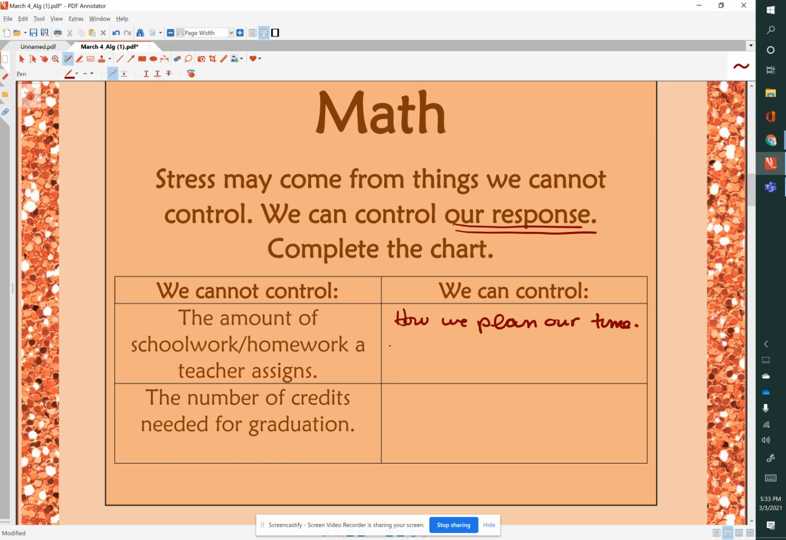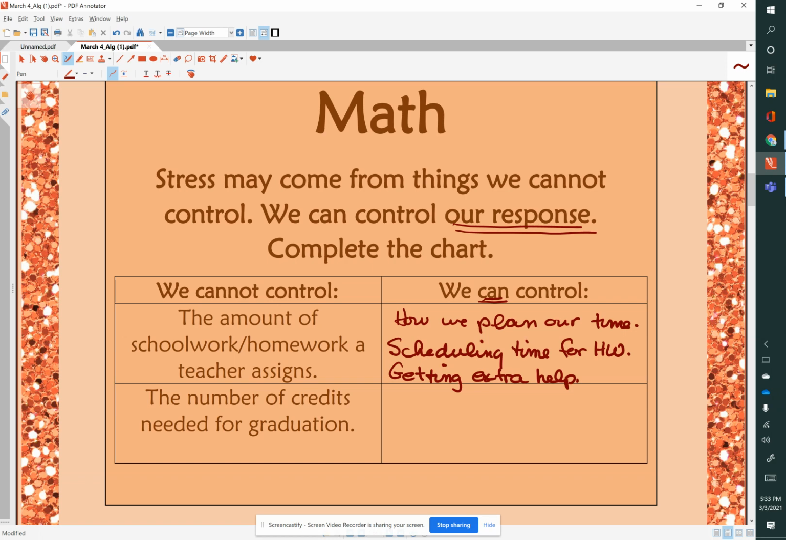We can control scheduling our homework time. And we can also control things like being more familiar with the material so that homework isn't as hard. We can also control getting extra help. So think about what you can control when stressors come to you.